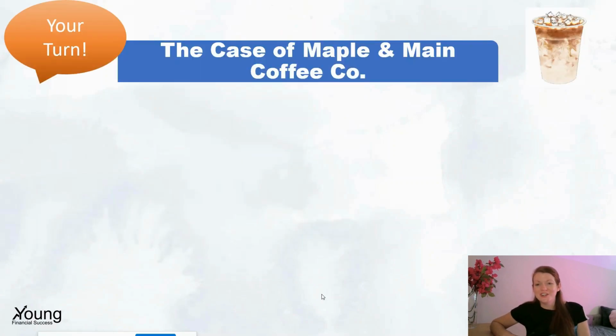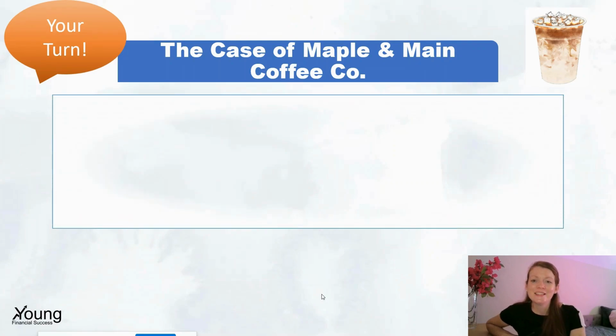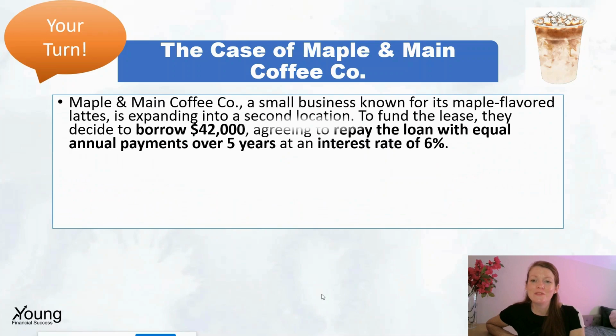All right, so your turn. The case of Maple and Maine Coffee Company. So we've got this coffee company. They're a small business known for their maple flavored lattes, and they're expanding into a second location. To fund the lease, they decided to borrow $42,000, agreeing to repay the loan with equal annual payments over 5 years with 6% interest. So very similar to the other one, but this time it's $42,000.